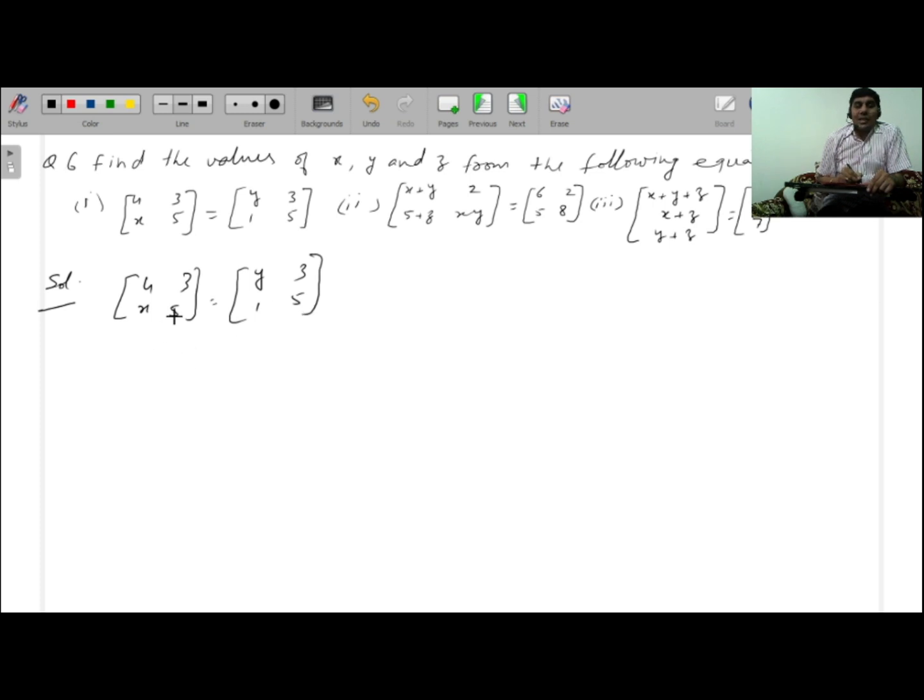If two matrices are equal, then by the definition of equal matrices, their corresponding elements are also equal. This implies 4 is equal to y, 3 is equal to 3, x is equal to 1, 5 is equal to 5. So the value of x and y is x is equal to 1 and y is equal to 4, which is the required answer.